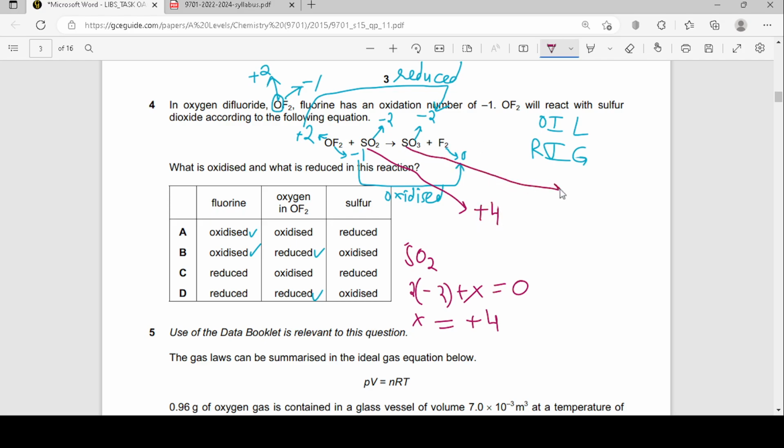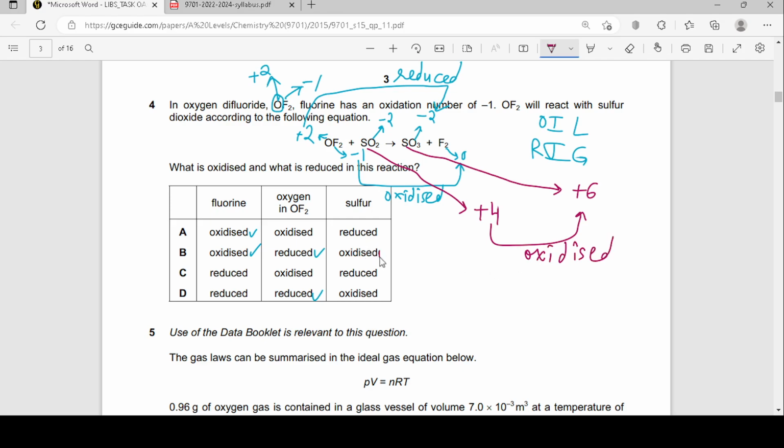Over here in SO3, what's the oxidation number of sulfur? Well, you have three oxygen atoms, so you'll do 3 times -2 plus x equals 0, because the overall charge of the compound should be 0. x equals +6. So it's going from +4 to +6. That means it's increasing in oxidation number, and if it's increasing in oxidation number, that is oxidation. So sulfur is oxidized. Where do I have three ticks? I have three ticks here, so my answer is B.